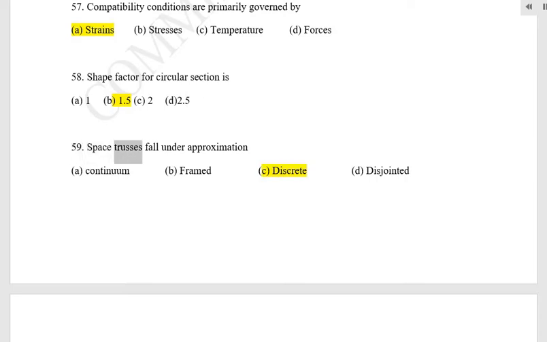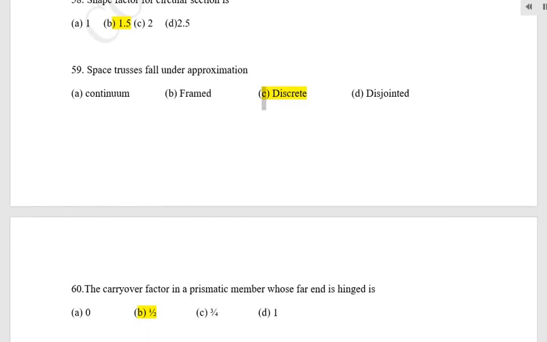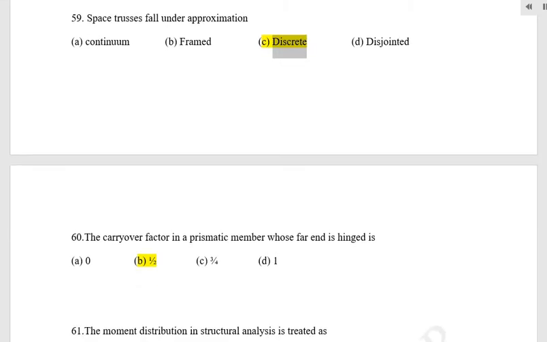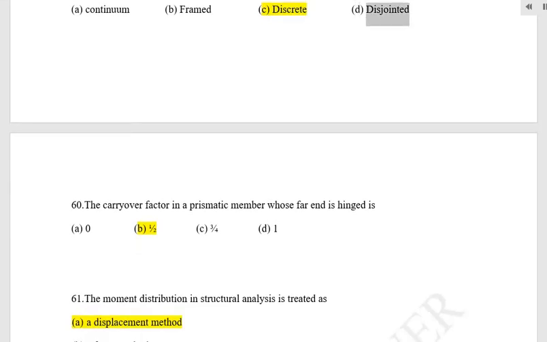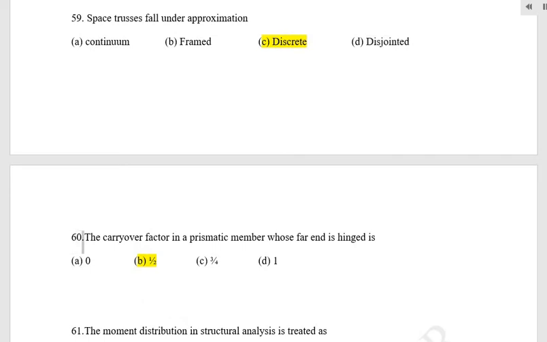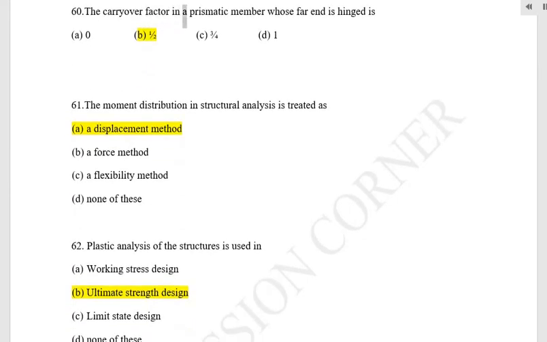59. Space trusses fall under approximation: A. continuum, B. framed, C. discrete, D. disjointed. 60. The carryover factor in a prismatic member whose far end is hinged is: A. 0, B. 1/2, C. 3/4, D. 1.